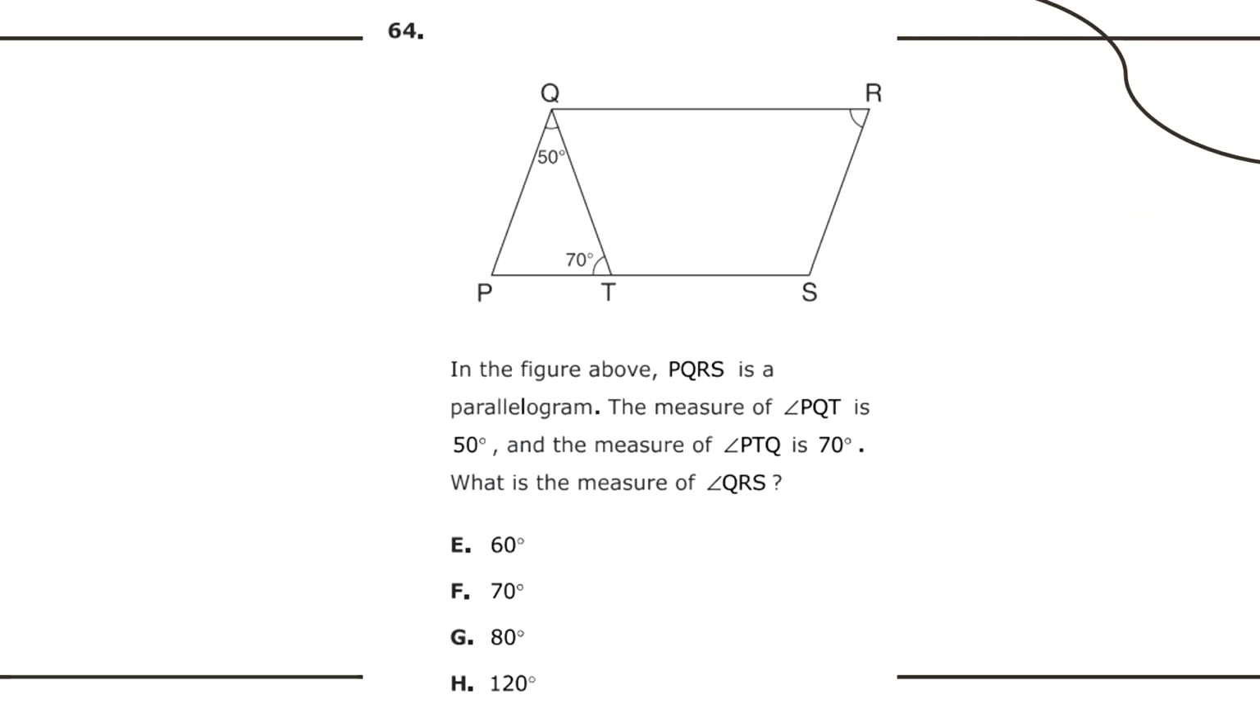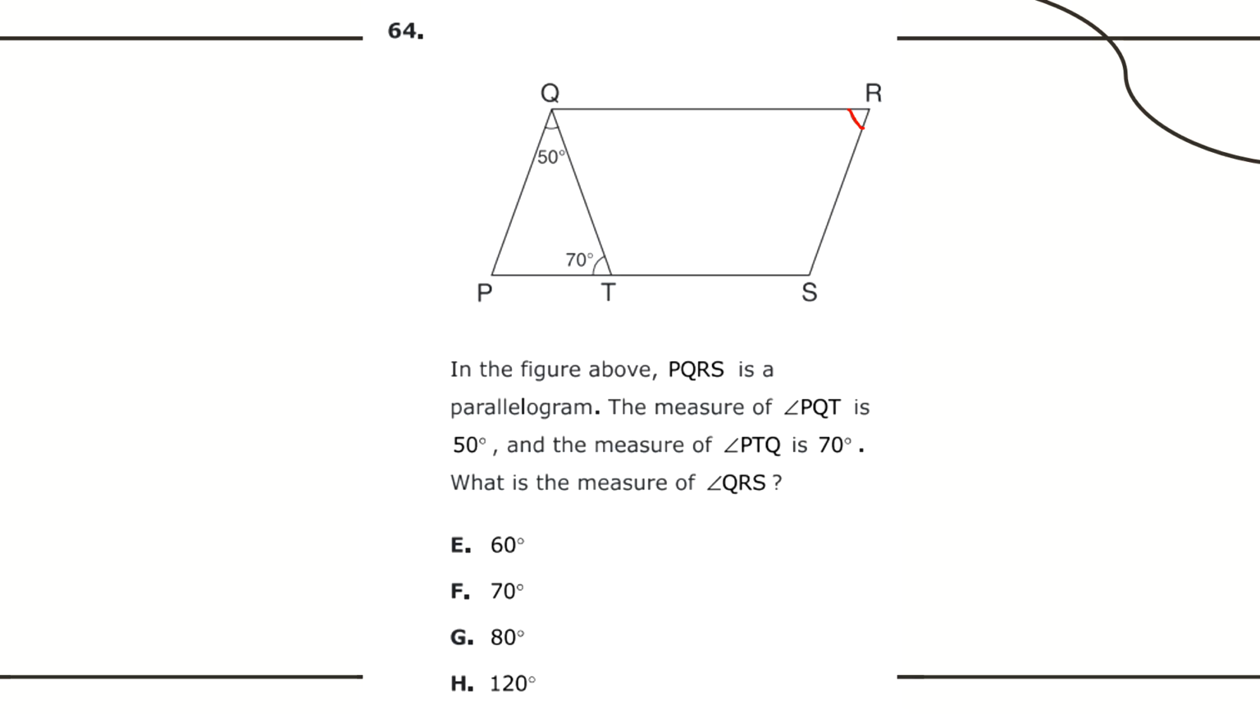In this question, it says, in the figure above, PQRS is a parallelogram. The measure of PQT is 50, as labeled, and the measure of PTQ is 70 degrees, as labeled. What's the measure of QRS? QRS is located right here. Okay, so how do we get this angle? Pause the video if you'd like to try it yourself, but I would personally make use of the angles we know and try to label as many angles in this diagram as we can.